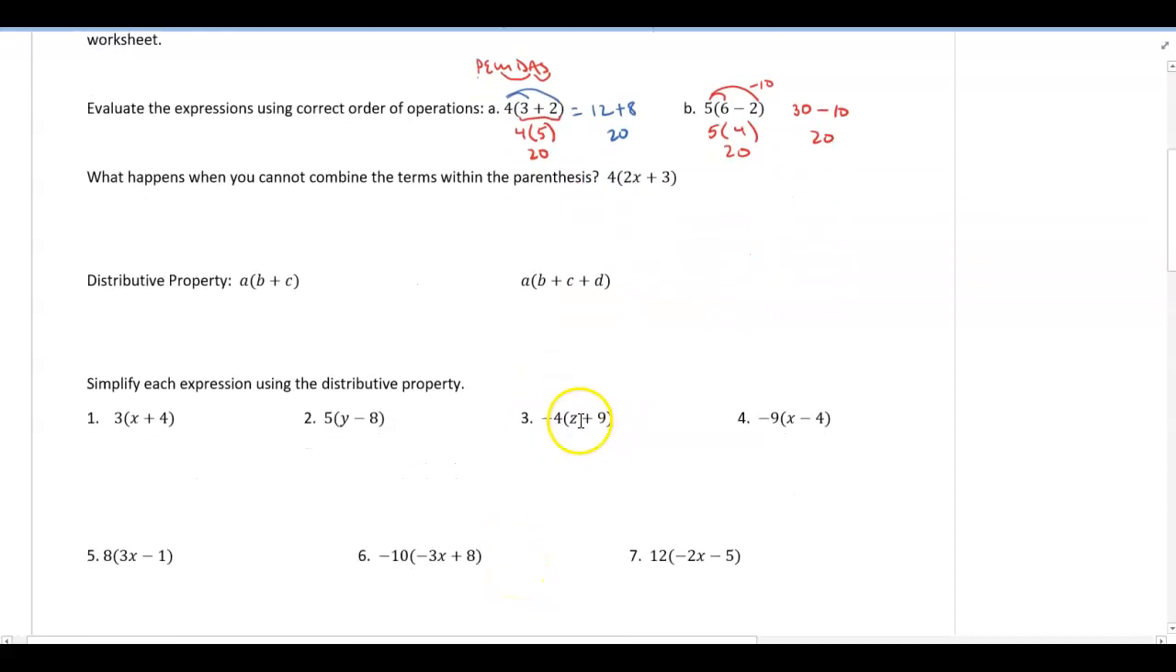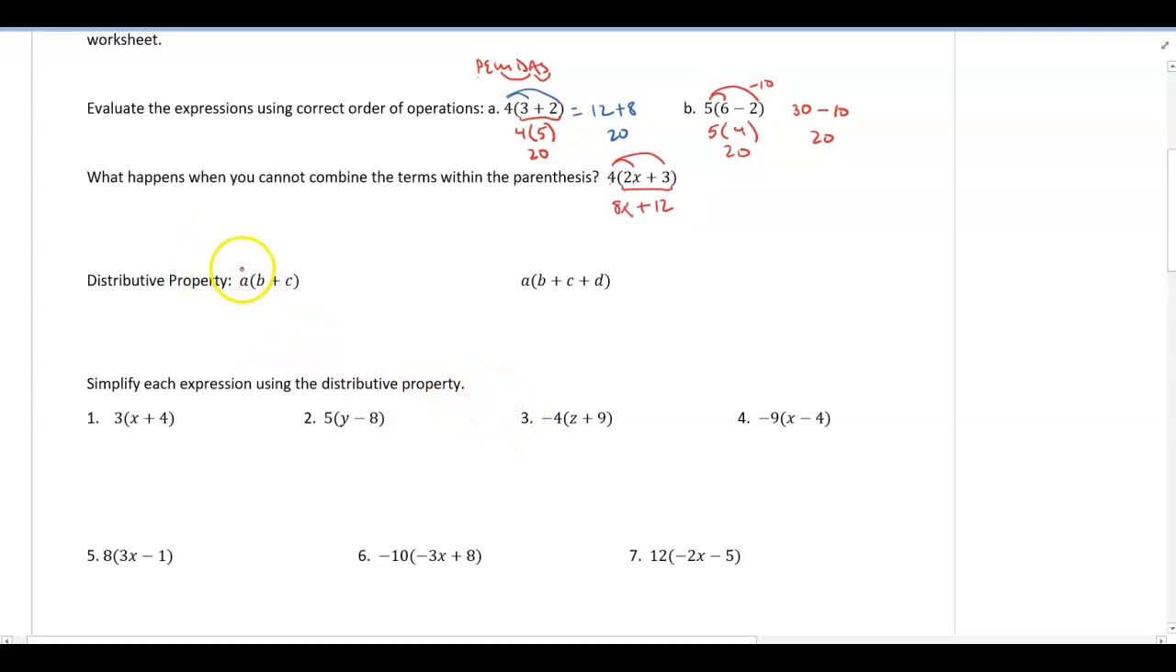here. So right away when we look here, 2x and 3 cannot be combined. So how would I get rid of the parentheses? I would distribute. 4 times 2x is 8x. 4 times 3 is positive 12, so we put plus 12.